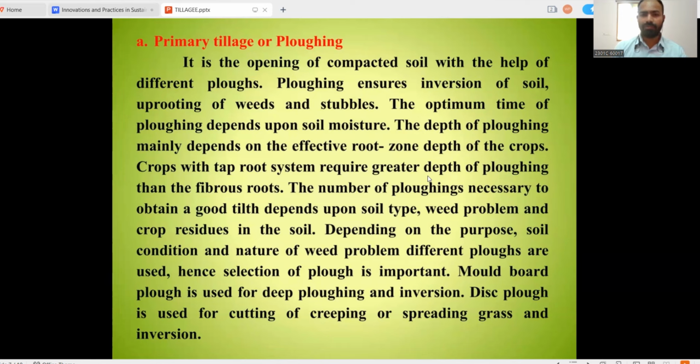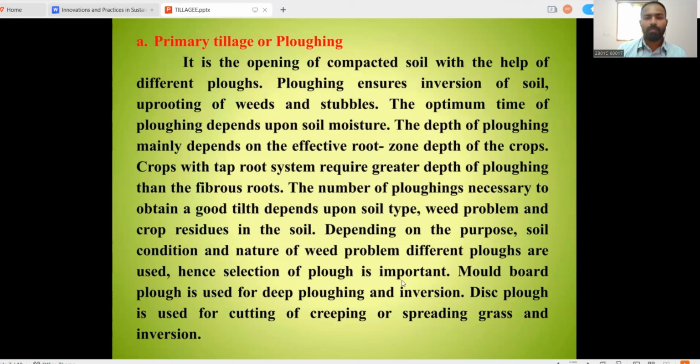The number of plowings necessary to obtain a good tilth depends upon soil type, weed problem, and crop residue in the soil. How many plowings you require will be dependent upon these factors. Depending on the purpose, soil condition and nature of weed problem, different plows are used. Hence, selection of plow is important.